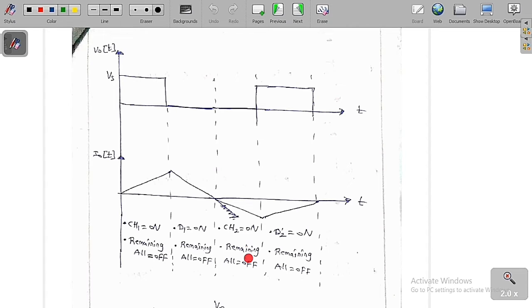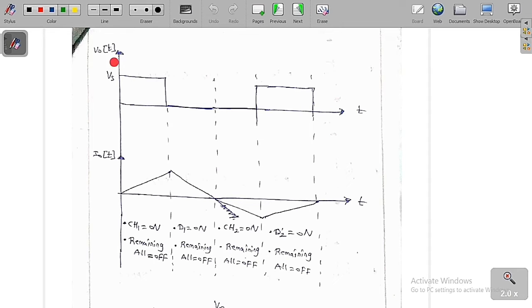The inductor is charging in the reverse direction. So everything is off except CH2, so the inductor is charging in the reverse direction. In the last case, only D2 is on. So whenever D2 is on, V0 is equal to plus Vs, and except D2 everything is off. So the inductor is discharging in the reverse direction. So charging, discharging, charging, discharging.